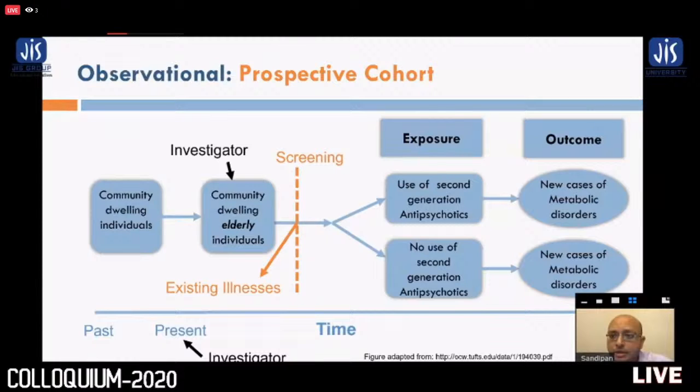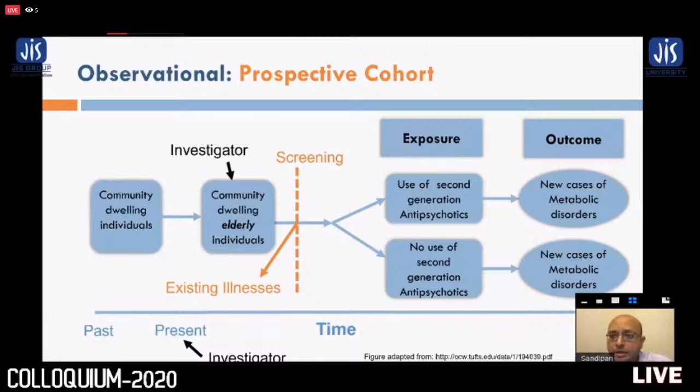Then you follow them up and see what outcome, maybe the same thing, metabolic disorders, if they are developing. But you are not following them up. You are starting at a previous time point. You already have the data collected in different ways, and then you are analyzing them retrospectively to see how the treatment exposure was associated with the outcome that you're interested in. So this is in a nutshell your retrospective cohort.